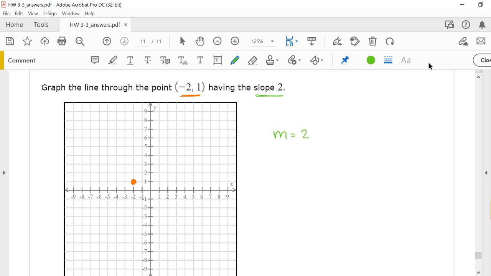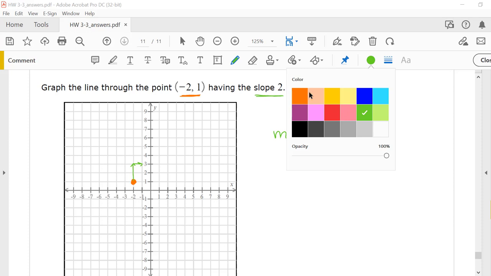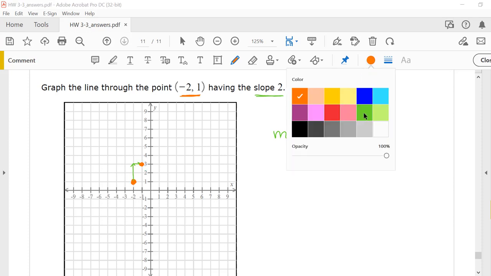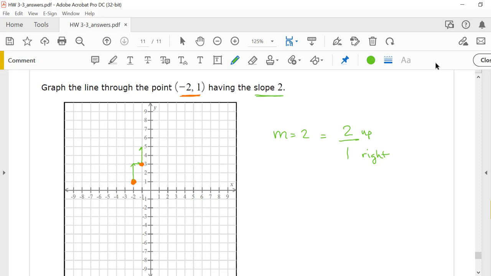Okay, my slope is 2. M is 2. It's the same thing as saying 2 over 1. So I'm going to go up 2 and right 1. There's another point. I'm going to keep doing it. Up 2, right 1. There's another point. Okay, up 2, right 1.